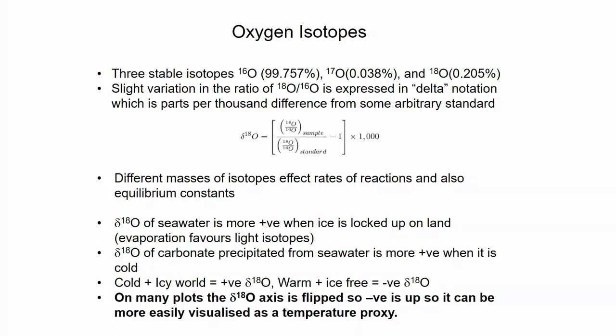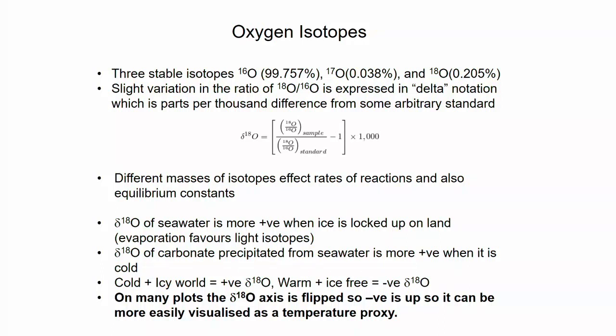So when this is positive, that means we've got more oxygen 18 in that sample. When it's more negative, we have more oxygen 16. So when seawater evaporates and ends up on an ice sheet, the water left behind has a delta 18O that's more positive. Okay, so that's right.